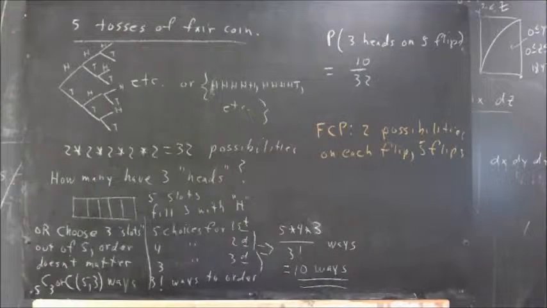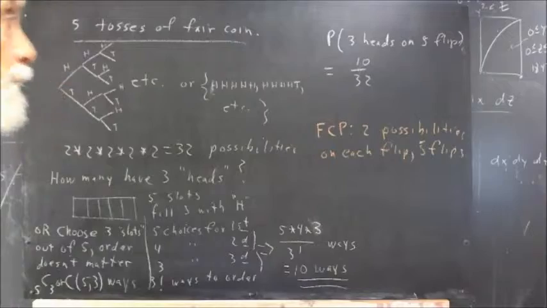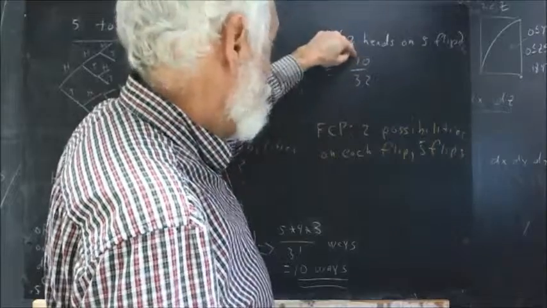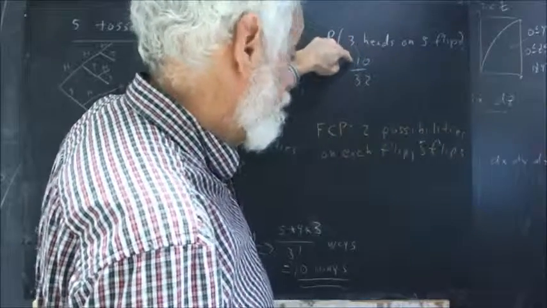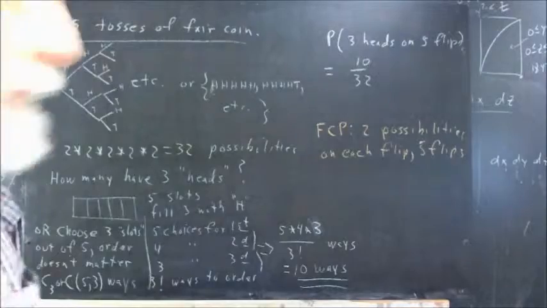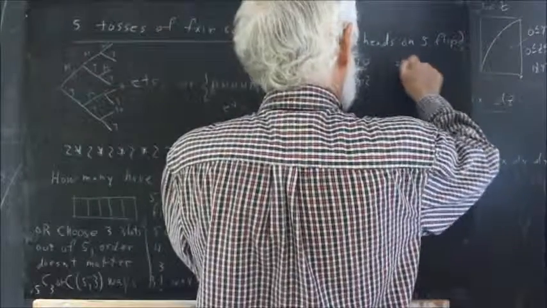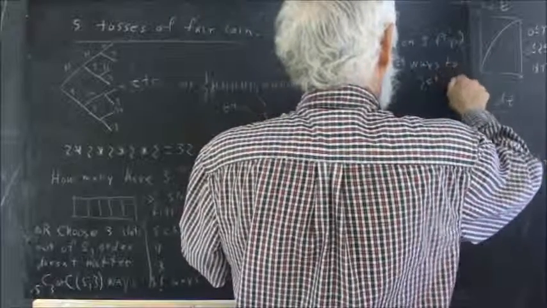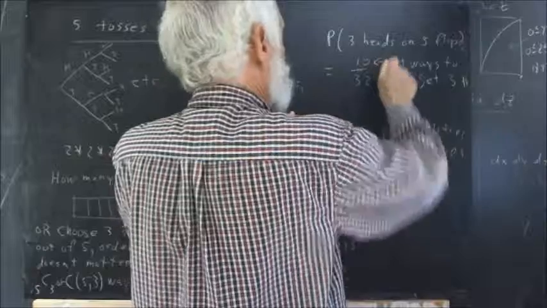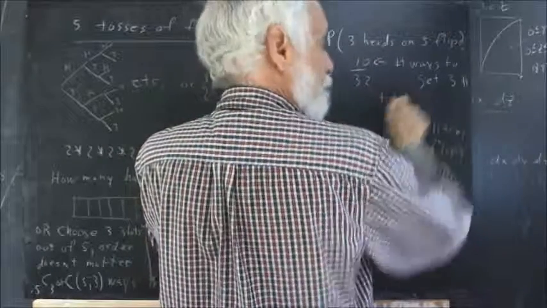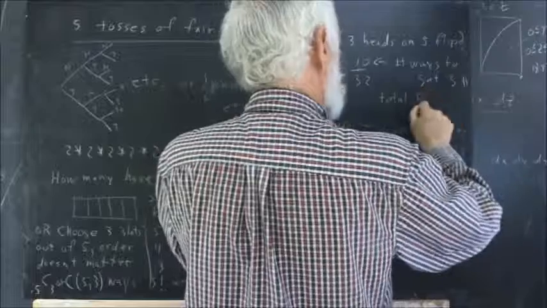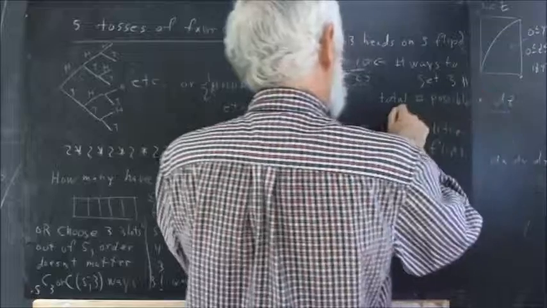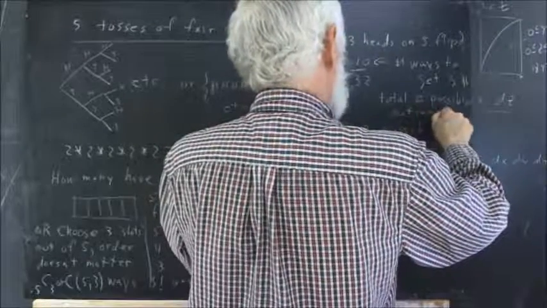Okay, so there are 10 ways to get exactly 3 heads. There are 32 possibilities, so the probability is going to be 10 divided by 32. The number of ways to get 3 heads, that's 10 over the total number of possibilities. And I'll say total number of possible outcomes just to be a little more precise.